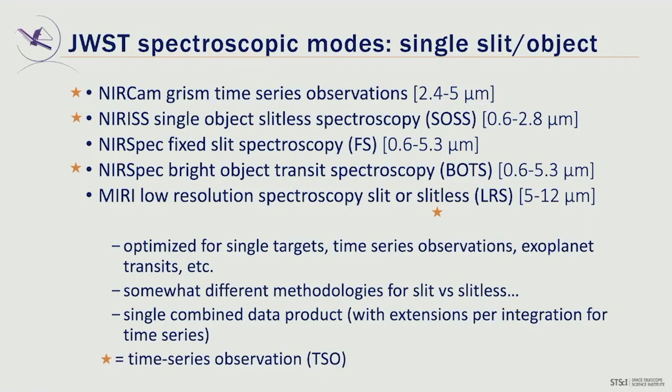And then finally, in the mid-infrared, MIRI has the low resolution spectroscopy mode, or LRS, available in either slit or slitless versions, covering a mid-infrared wavelength range of 5 to 12 microns. And so again, all of these modes are really optimized for single targets, many of them for time series observations. They have a lot of similarities in processing, although there are somewhat different methodologies depending on whether a slit is used or whether it's a slitless GRISM observation.